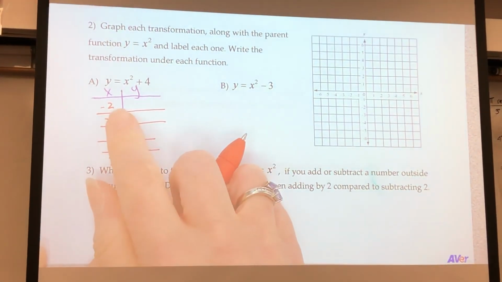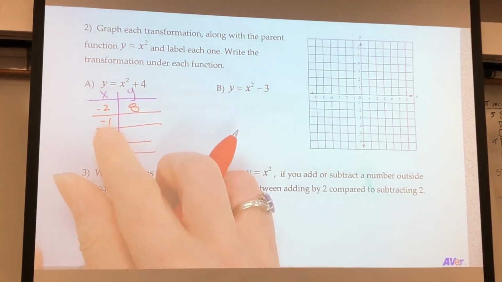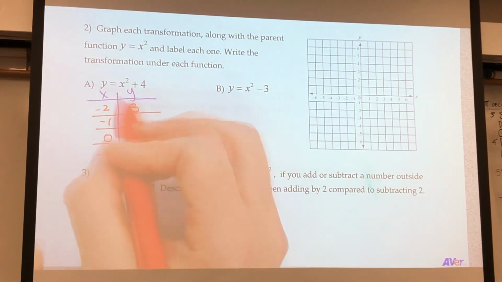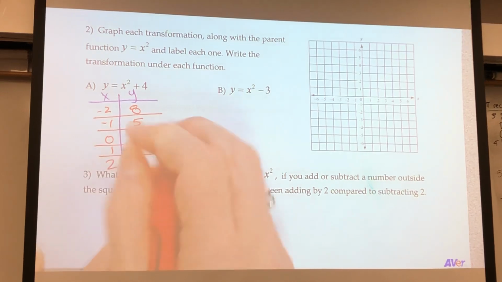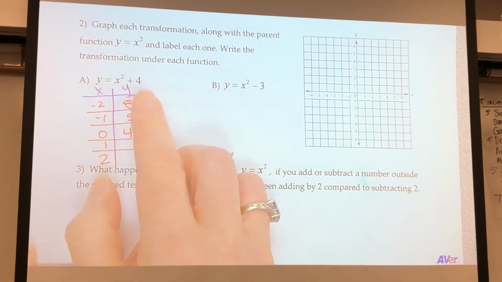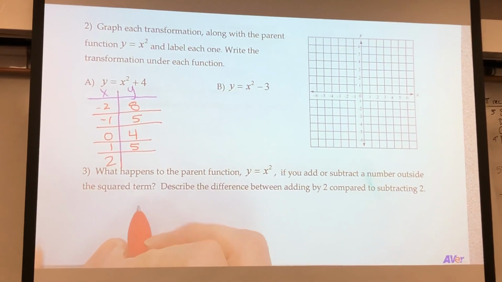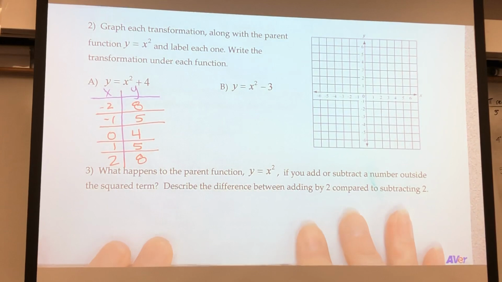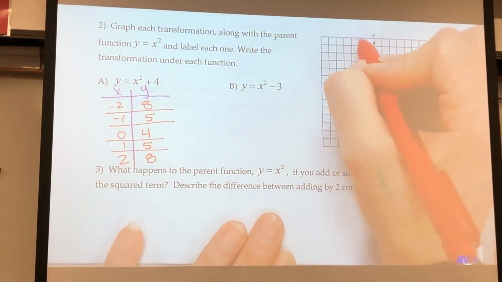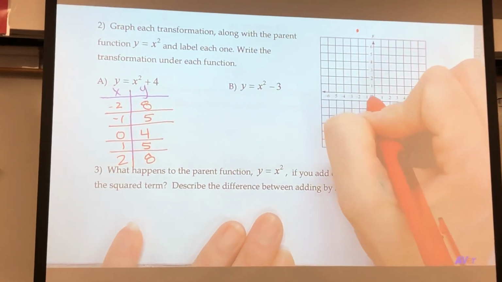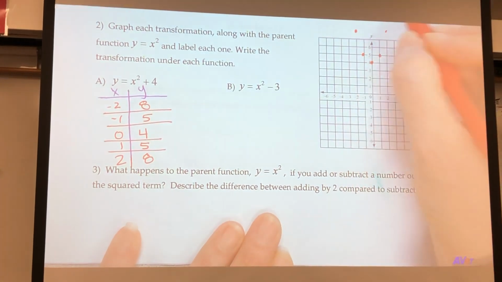So if I think about squaring -2 first, I get 4 plus 4 is 8. -1 squared is 1 plus 4 is 5. 0 squared is 0 plus 4 is 4. 1 squared is 1 plus 4 is 5. And 2 squared is 4 plus 4 is 8. So if I go to graph this, can we tell what happened? If I go to -2, well, 8's going to go a little off, but that's okay. -1, 5, 0, 4, here.